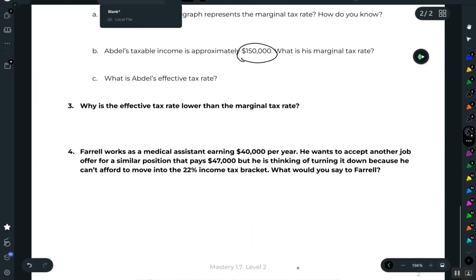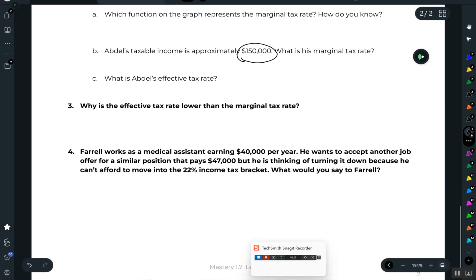Then there are just a couple more questions, which I can't really answer for you, but hopefully the definitions and such will help you. All right, that's it for that one.